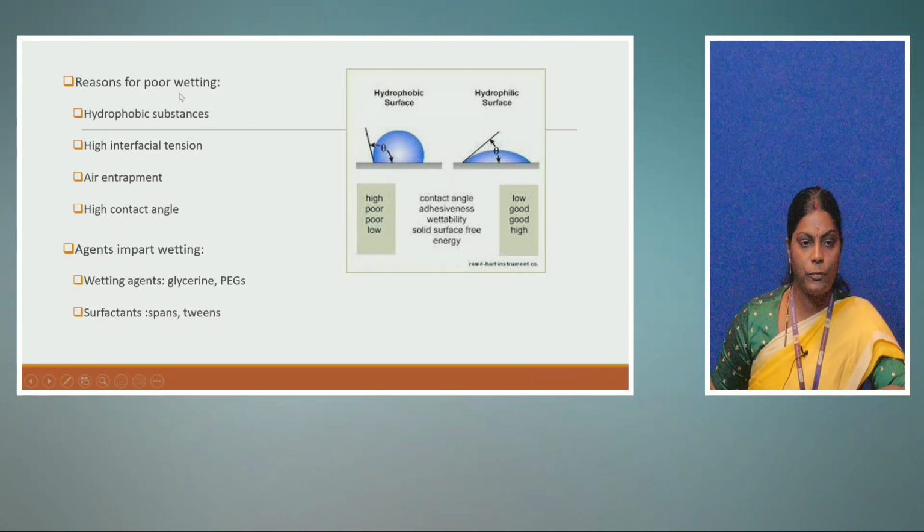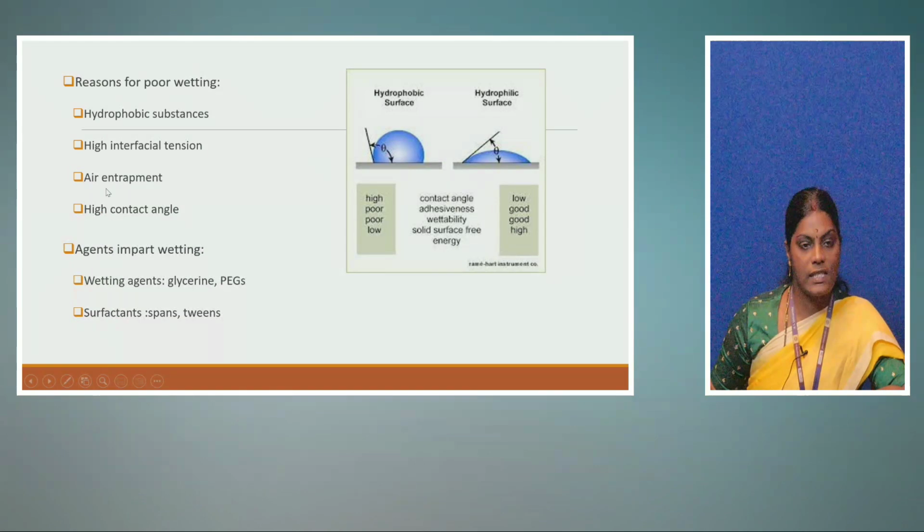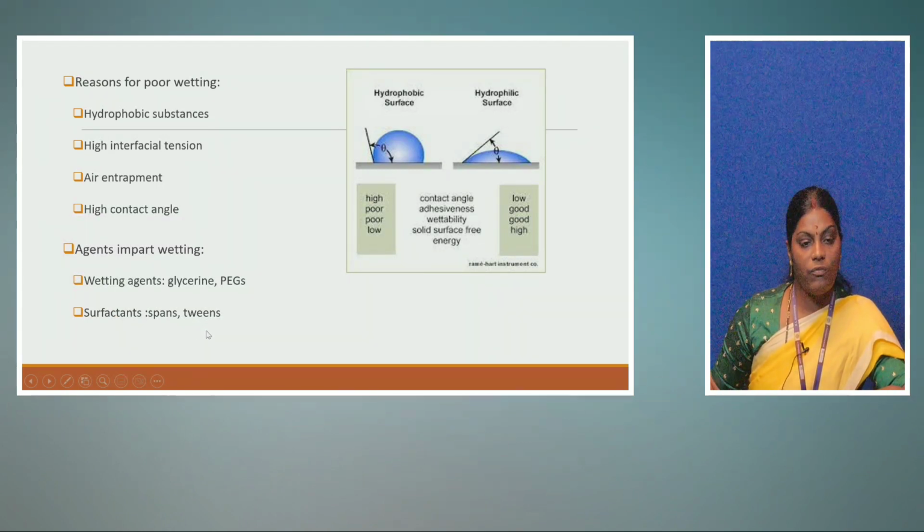How can you overcome the poor wetting properties? How can you impart wetting in such cases? If you add wetting agents like glycerin and polyethylene glycols, they will impart wettability by replacing the air that is entrapped in the void spaces present in the solid, in between the particles. Surfactants like Spans and Tweens can also be used as wetting agents, and they will reduce the interfacial tension between the two phases. In that way, they will reduce the poor wettability of the preparation.